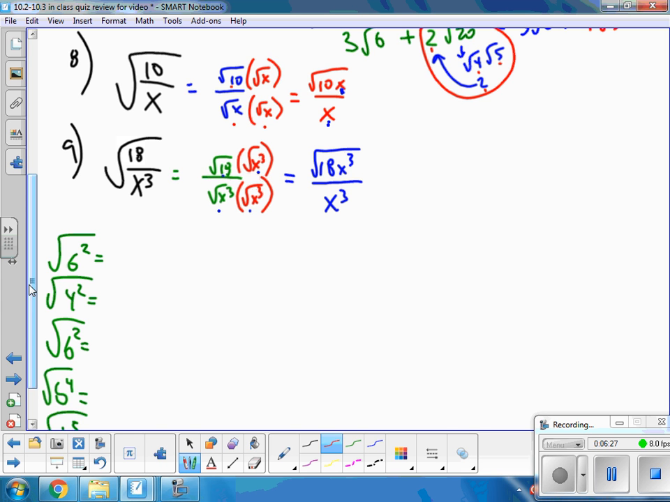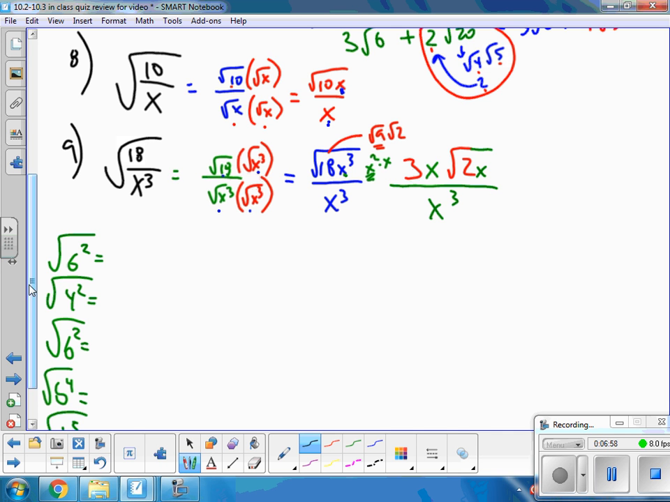Now I can do some more to this. This 18, I can get a square root of 9 times the square root of 2 out of that. That 9 is going to be a 3. So it's 3 times the square root of 2, which is good. And this x to the third is made up of a pair. It's made up of an x to the squared times an x. So this x to the squared comes on out. It's x, and I'm left with 1 left over. And that's all over x to the third.